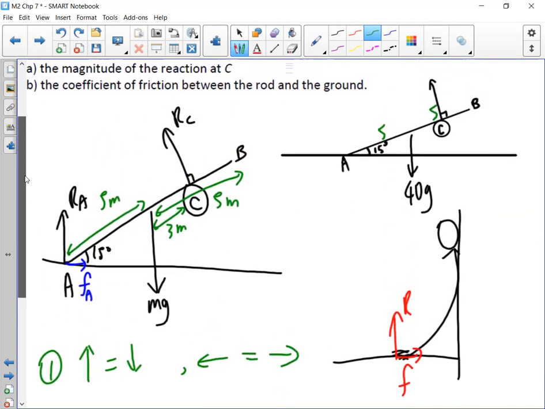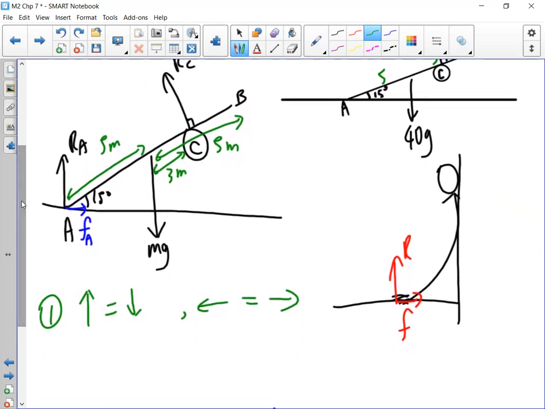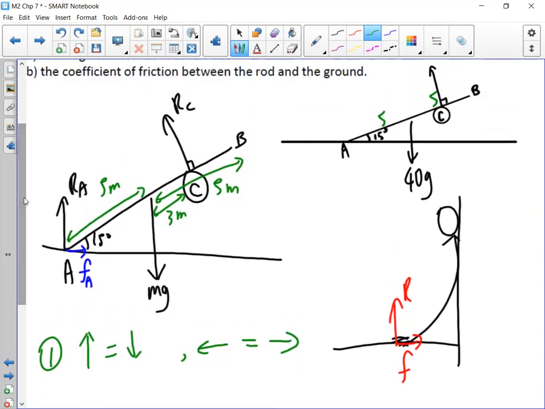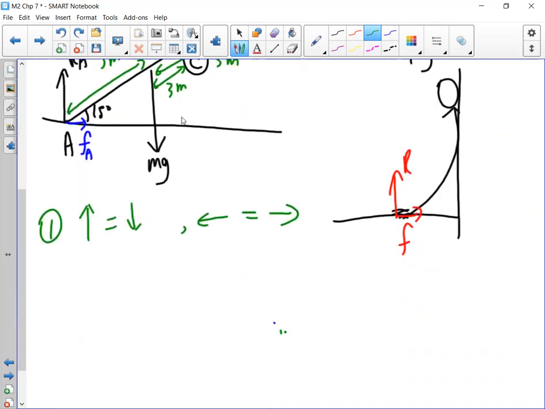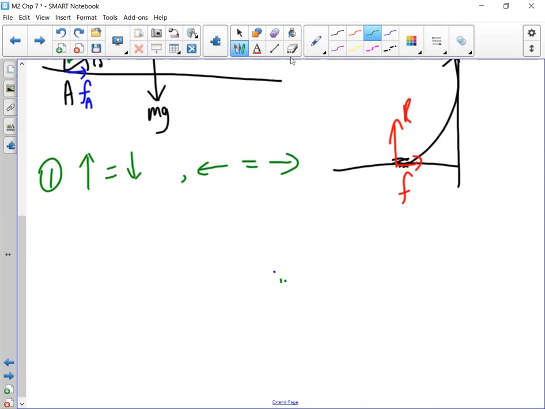So let's have a go, shall we? Now, if it's up equals down, what you realize is RC is not up or down or left or right, it's diagonal. So what we have to do is, we can't do the first step yet because RC is not vertical nor horizontal. So here, put your little note.